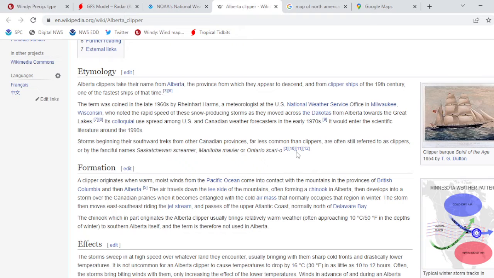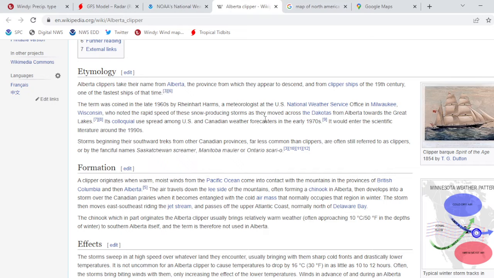Alberta Clippers take their name from Alberta, the province from which they appear to descend, and from clipper ships of the 19th century, one of the fastest ships of that time. The term was coined in the late 1960s by Reinhard Harms, a meteorologist at the National Weather Service office in Milwaukee, Wisconsin, who noted the rapid speed of these snow-producing storms as they moved across the Dakotas from Alberta towards the Great Lakes. Its colloquial use spread among U.S. and Canadian weather forecasters in the early 1970s.